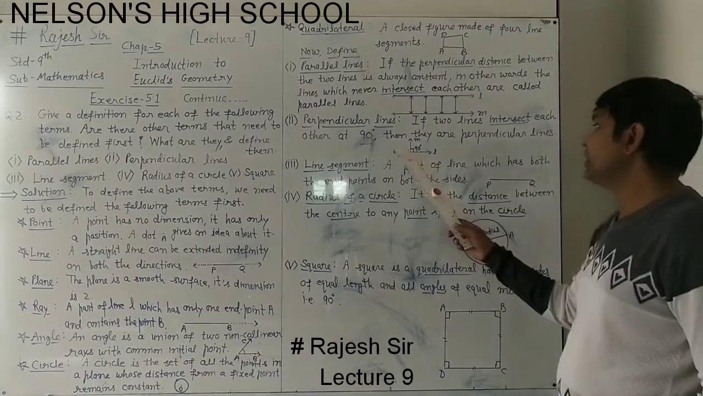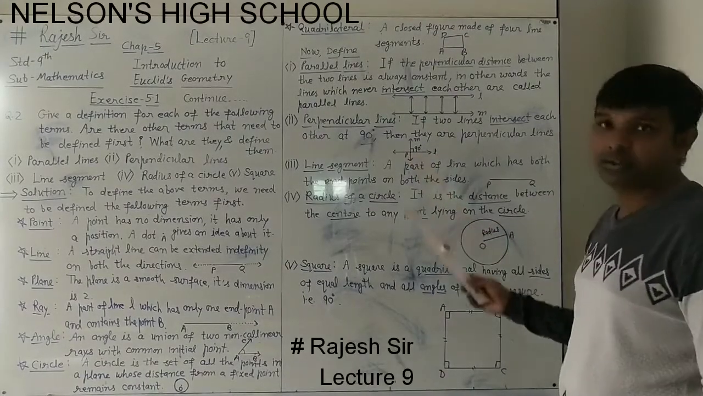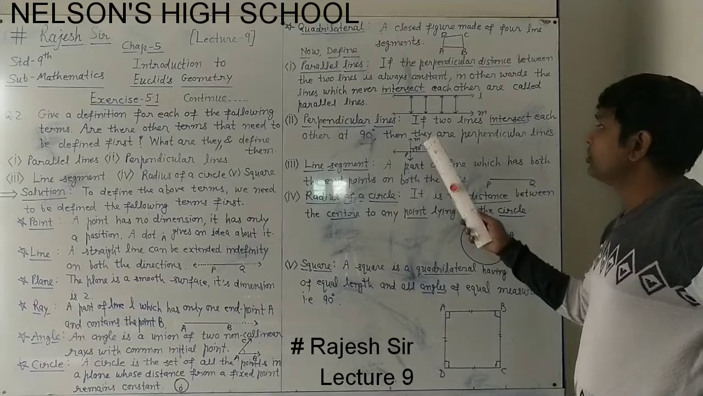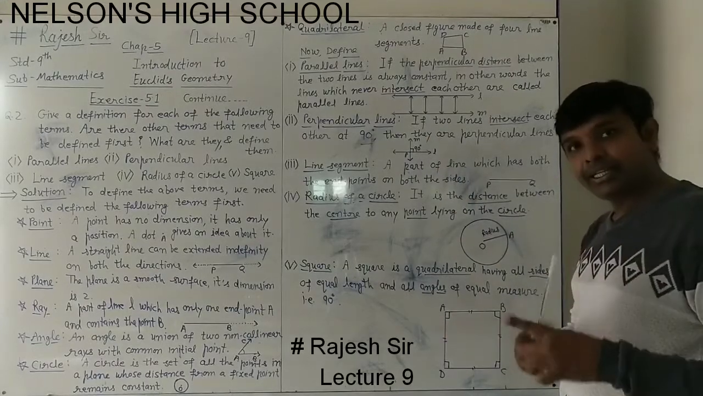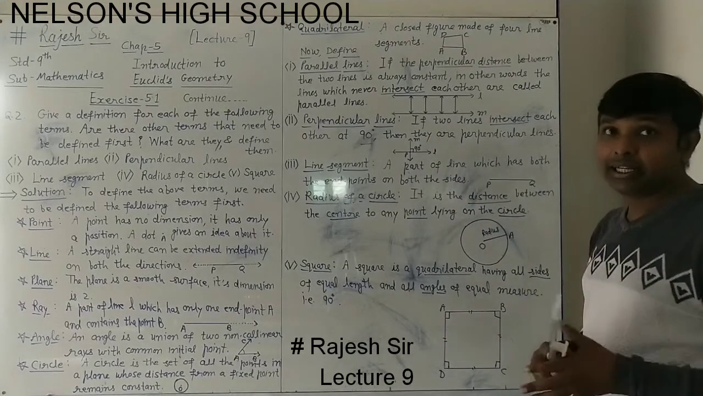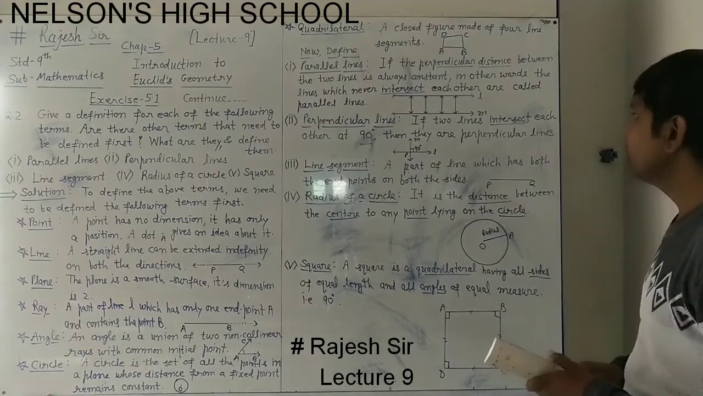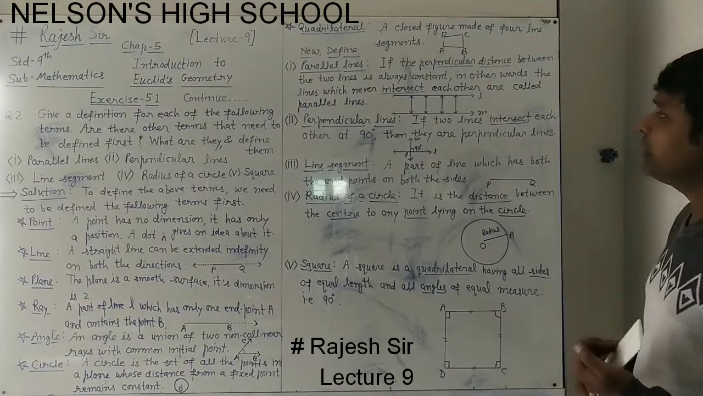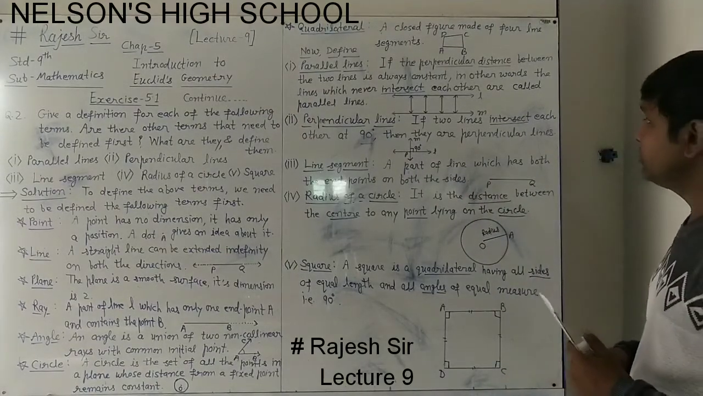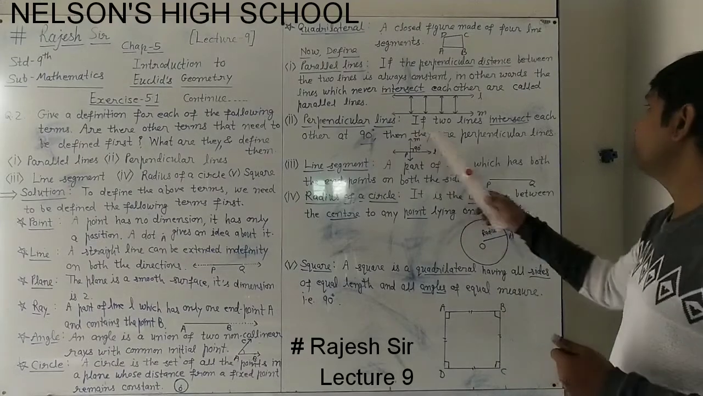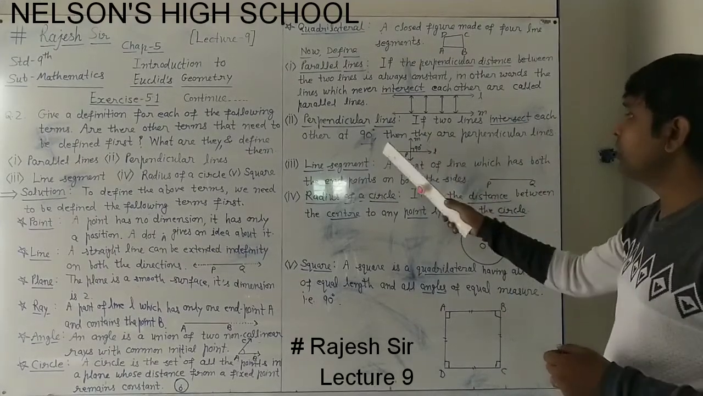They are intersecting and there they are making 90 degrees to each other. So this happens if two lines intersect each other at a 90 degree angle, then these two lines are called perpendicular lines. Again, which terms are used here to define these perpendicular lines? Intersection. This is called intersection.